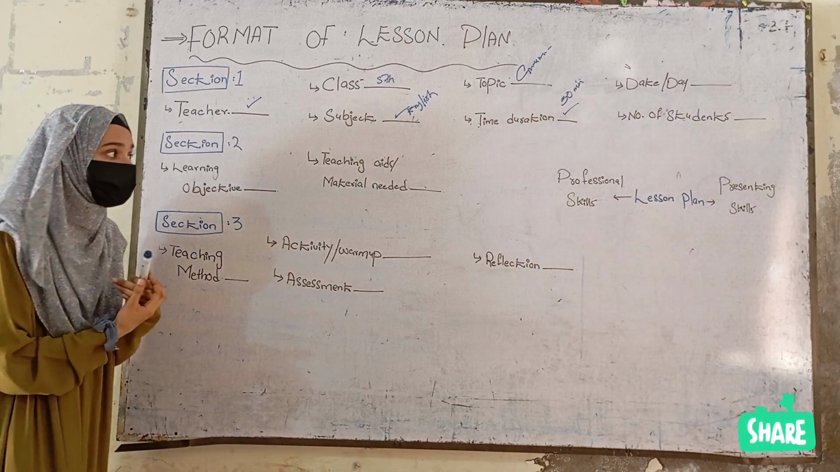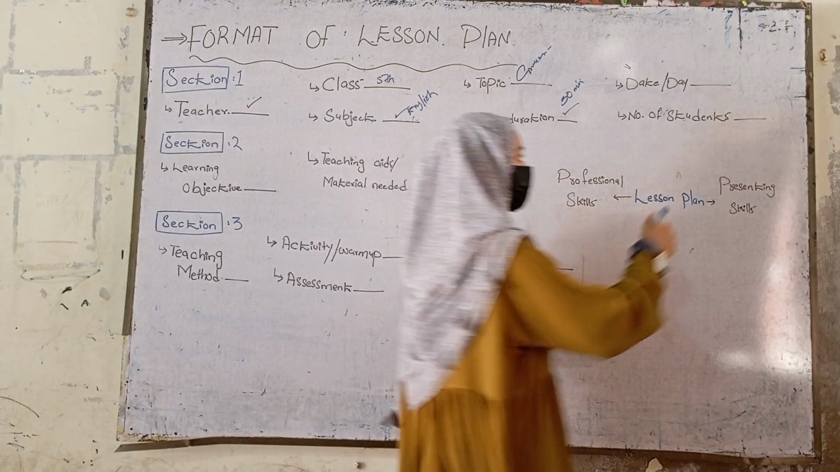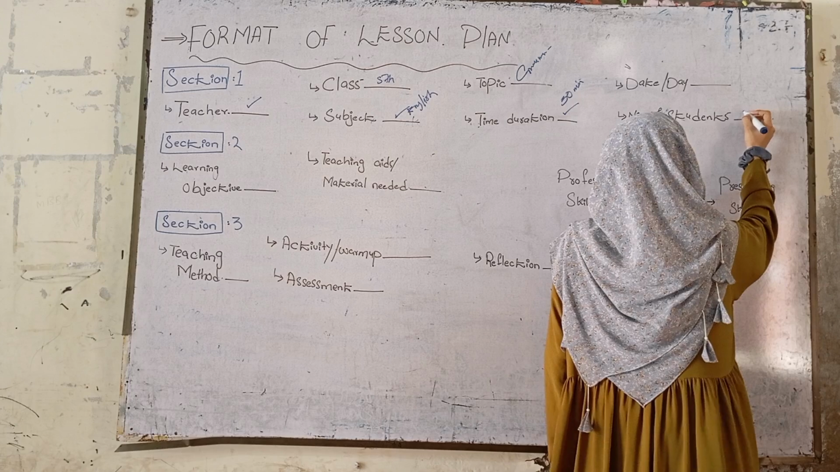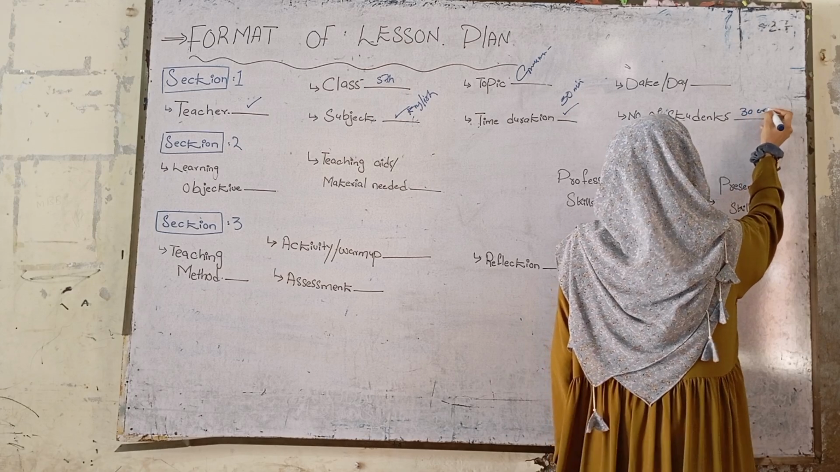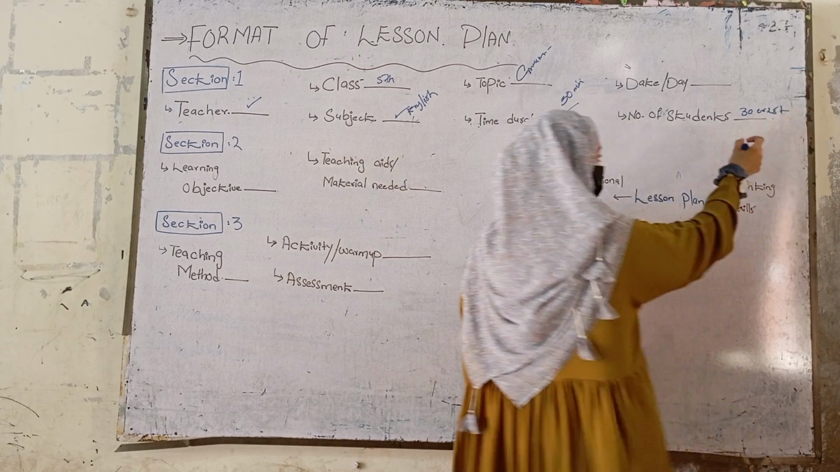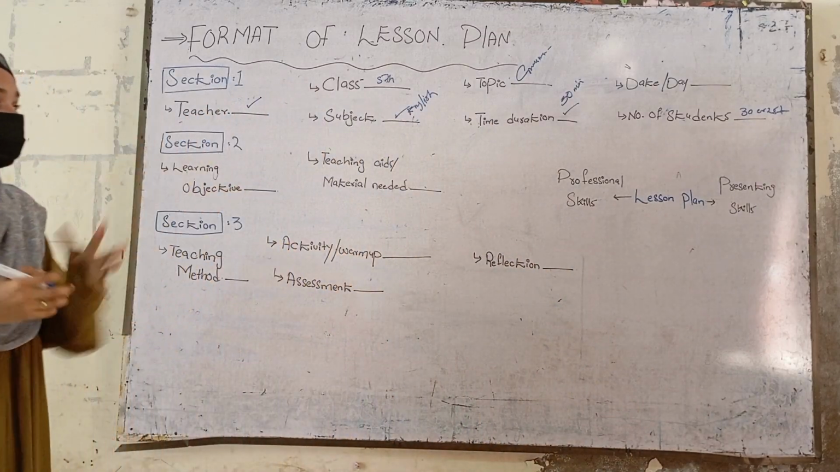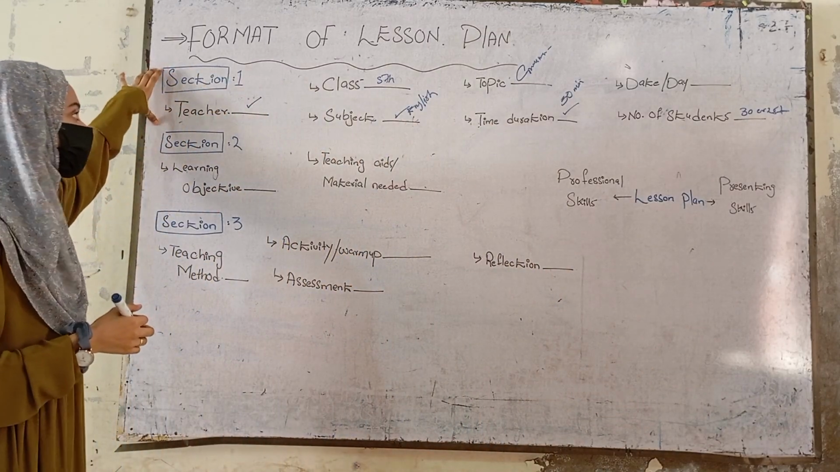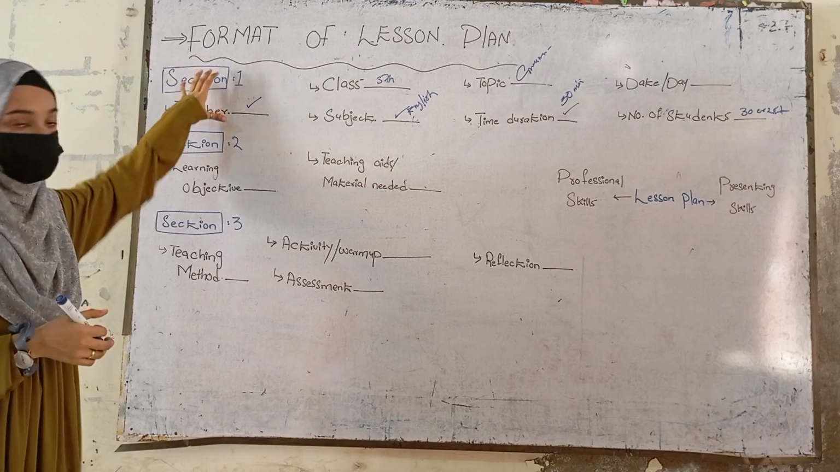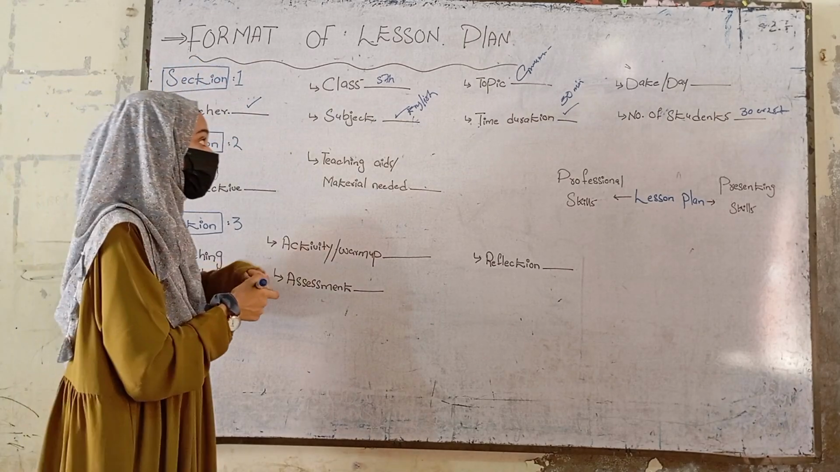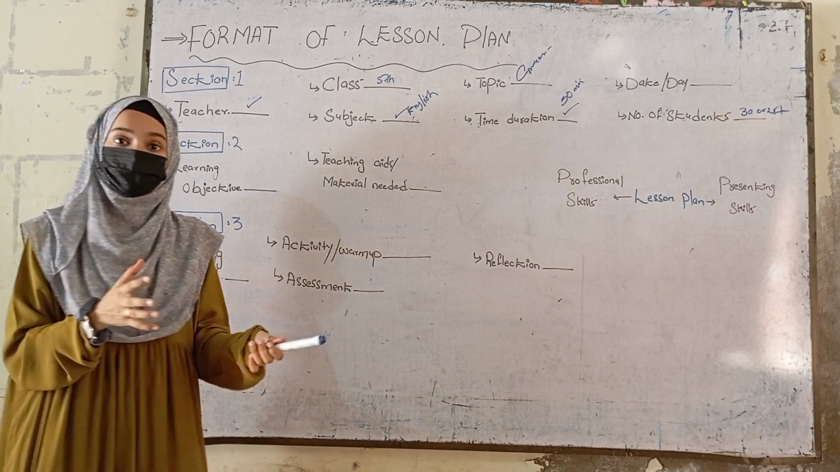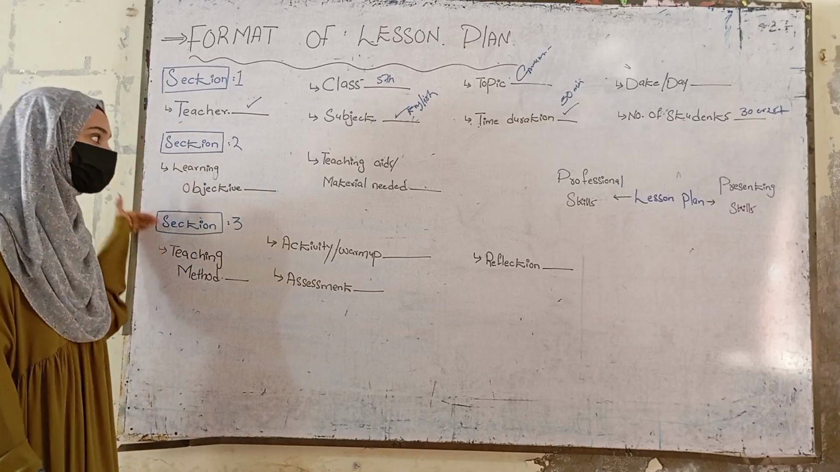After it, the number of students. The number of students decides how many students will be in the classroom, and then your required material and all the things will be as per the number of students. You have to arrange all the resources. So this was section number 1, which was all about the academic information of the teacher and whom the teacher is going to teach.